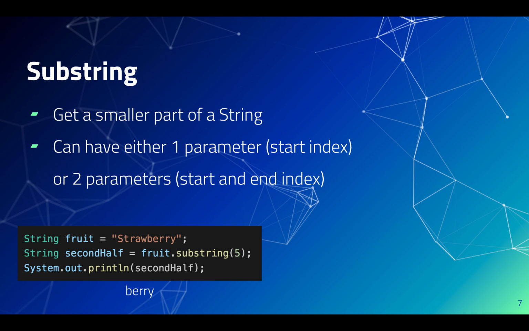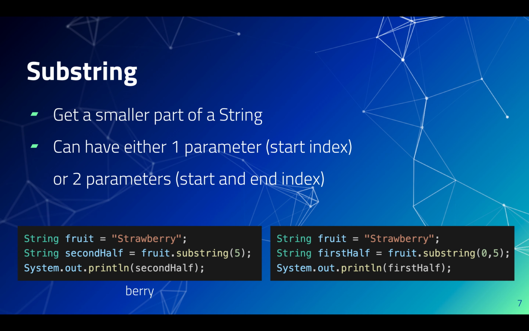Now what if we wanted to get the first half? We don't want to go all the way until the end this time, so now we need to specify the end index as well. Here we have our start index as 0 and our end index as 5, which gives us the first half of the word, which is just straw. Note that the end index will not be included in the substring. So for example, in strawberry, we use 5, but the character at index 5 is B, and B is not included in our substring.